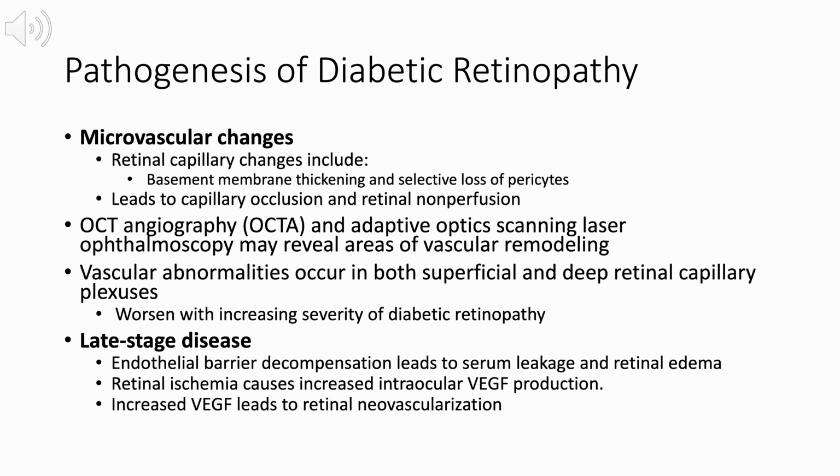Along one pathway, endothelial barrier decompensation leads to serum leakage and retinal edema. This is the leakage pathway, and when it involves the macula, it produces diabetic macular edema, which will occupy the final third of our lecture.